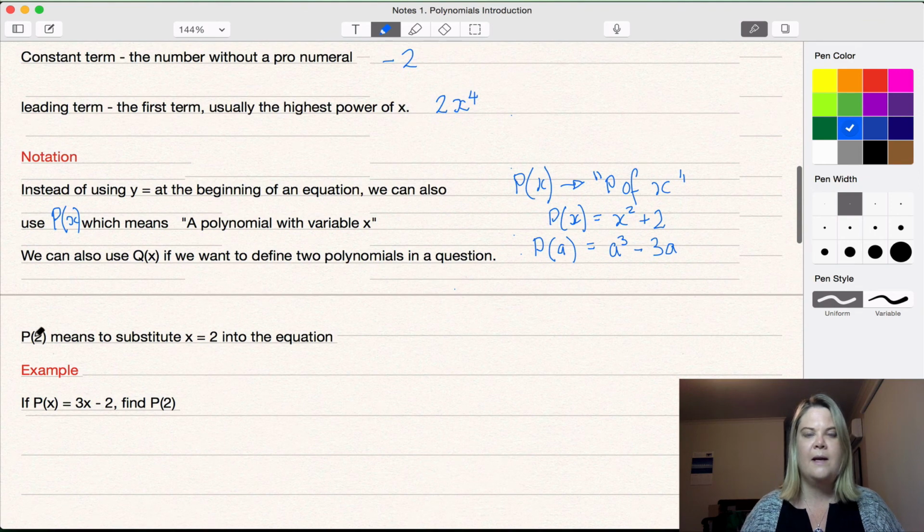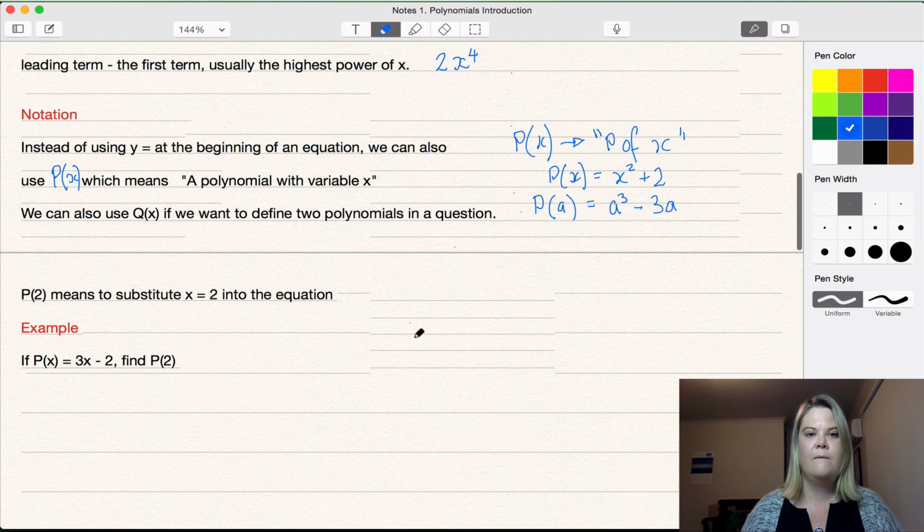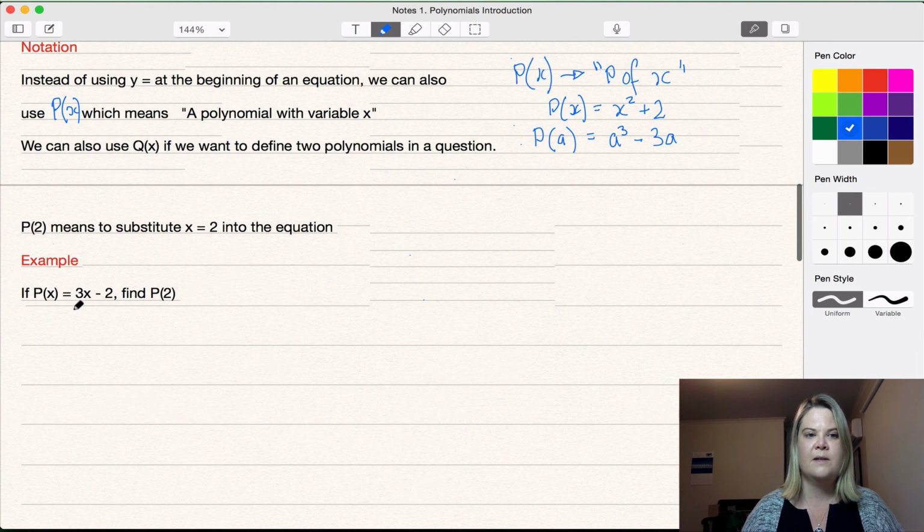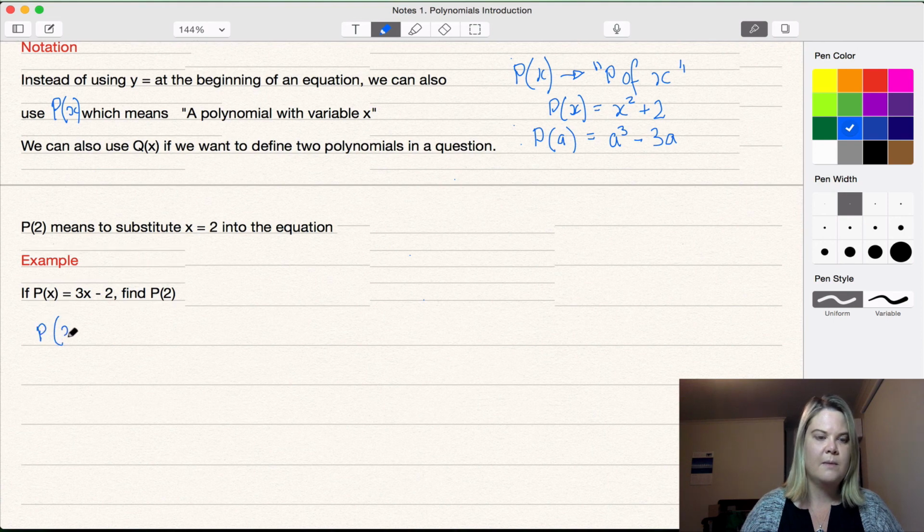When we put a number in the brackets, so no more x, we put p of 2, it means to substitute x equals 2 into the equation. For example, if p of x equals 3x minus 2, find p of 2. So all we need to do is write p of 2 equals, and substitute x equals 2 in: 3 times 2 minus 2 equals 6 minus 2 equals 4.